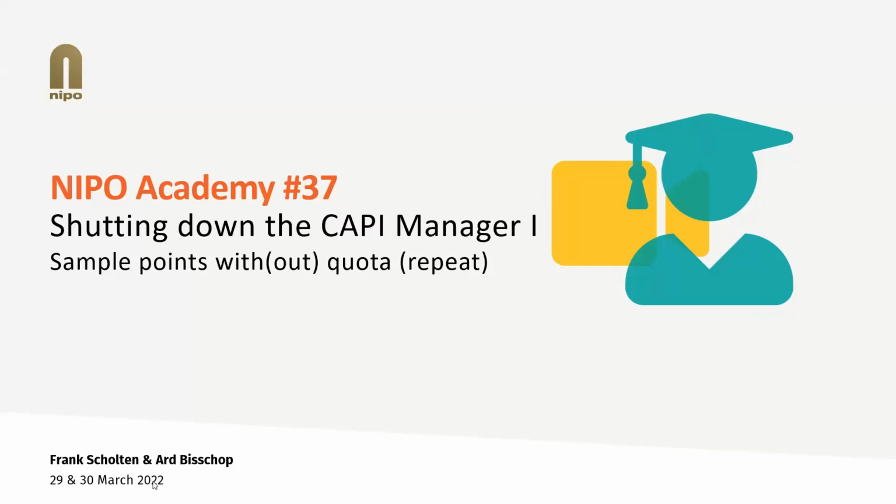There will not be much new in this session because the thing we are going to shut down in the CAPI Manager has already been released in the new Online Manager more than a year ago, and we already ran an academy a year ago about those simple points with or without quota. But with that, let's rerun this academy for those of you who have not moved your production work from the CAPI Manager to the Nfield Manager yet, because very soon we will shut down this scenario altogether in the CAPI Manager.